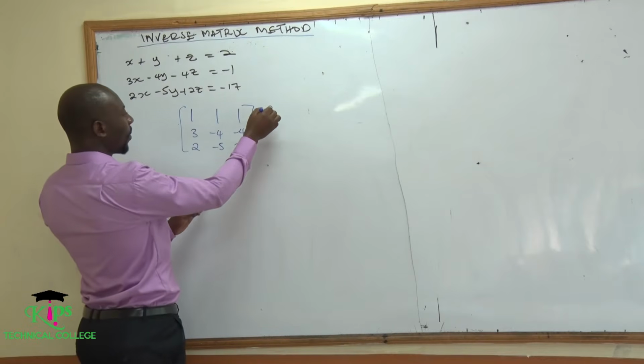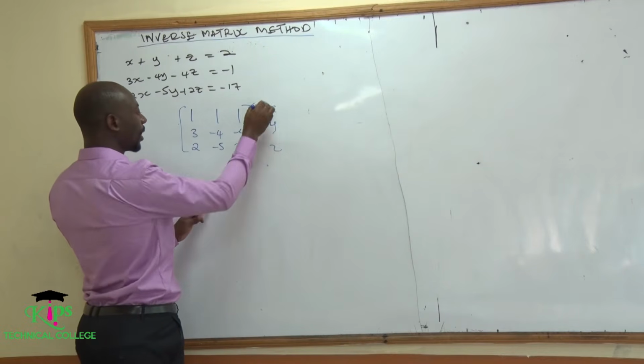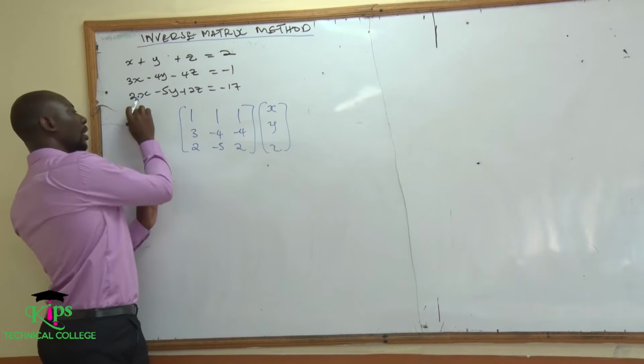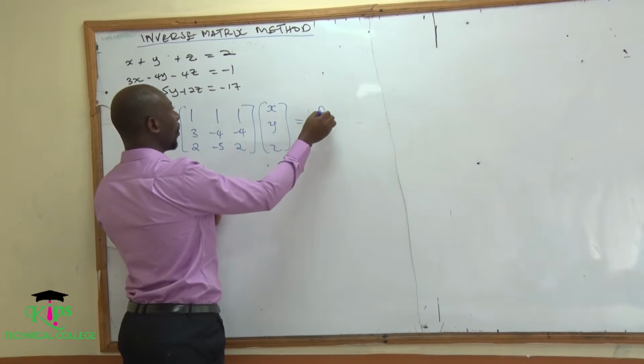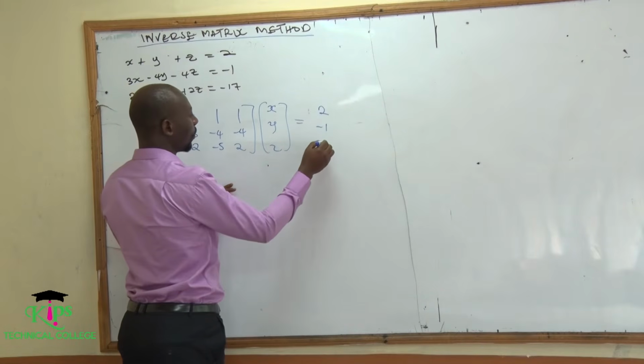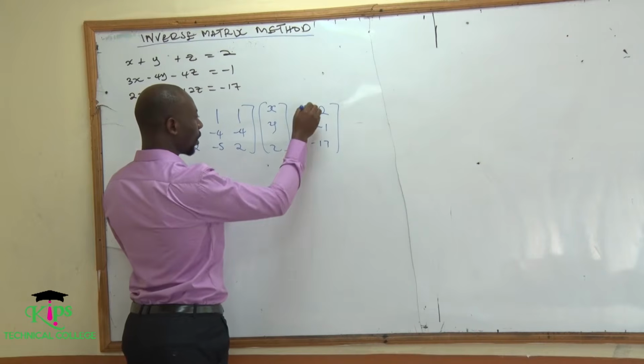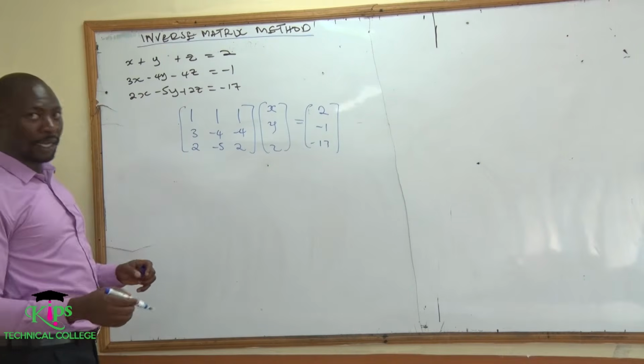Then this one is multiplied by x, y, and z. So if you multiply all this, you go back to the simultaneous equations. But all this side is equal to the side negative 17. So this is what we have as our 3 by 3 matrix.